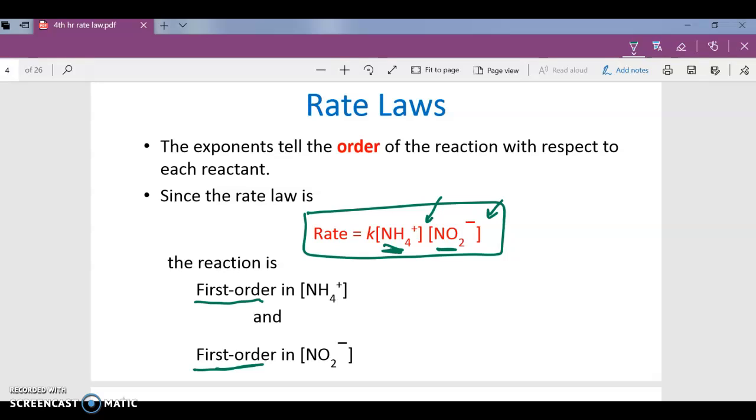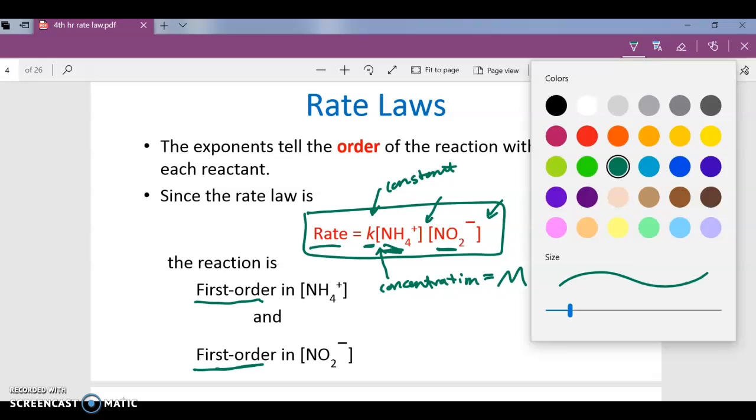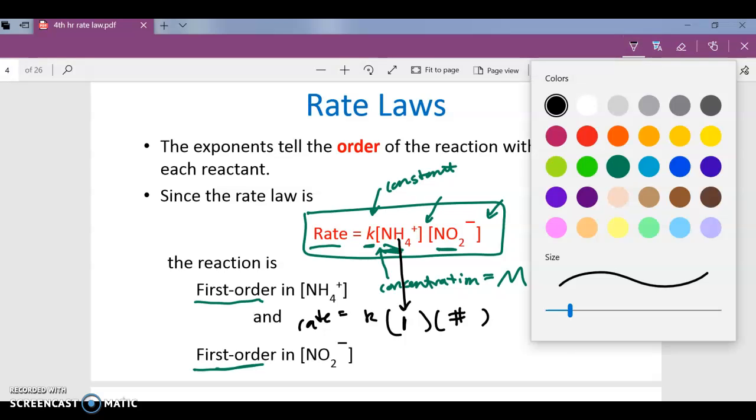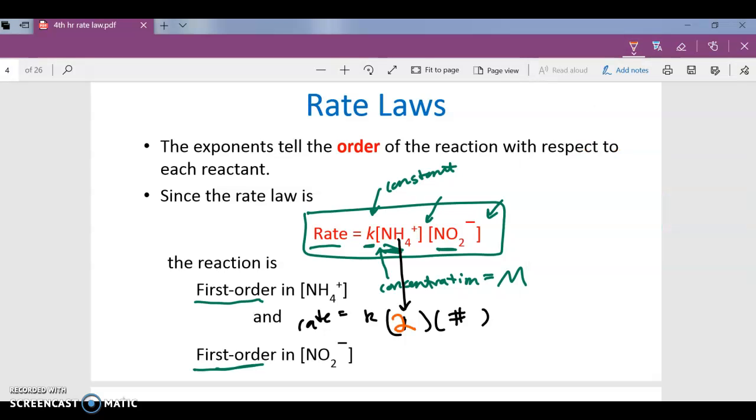Okay, let's look at this example here. So rate equals K, that's a constant, times these brackets, which mean concentration. Concentration is molarity. So in other words, if I have a concentration of NH4 of maybe 1, I'm going to get a set rate when I plug in all of my values. If I double the concentration of NH4 to 2, then if I plug in the numbers, my rate will double also. That's what a rate law is going to tell us.